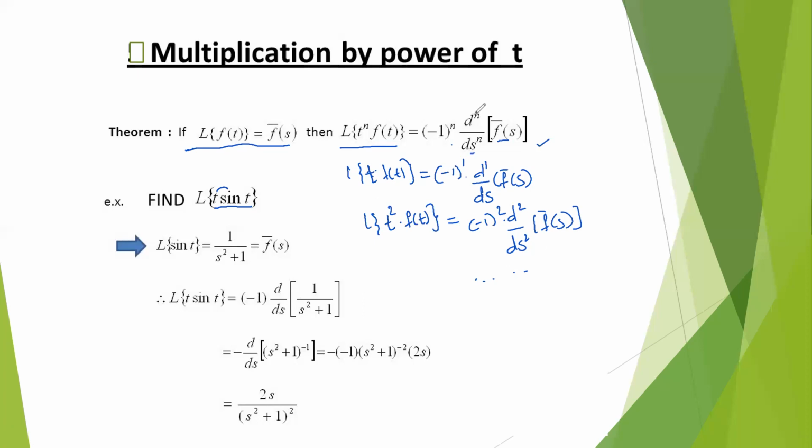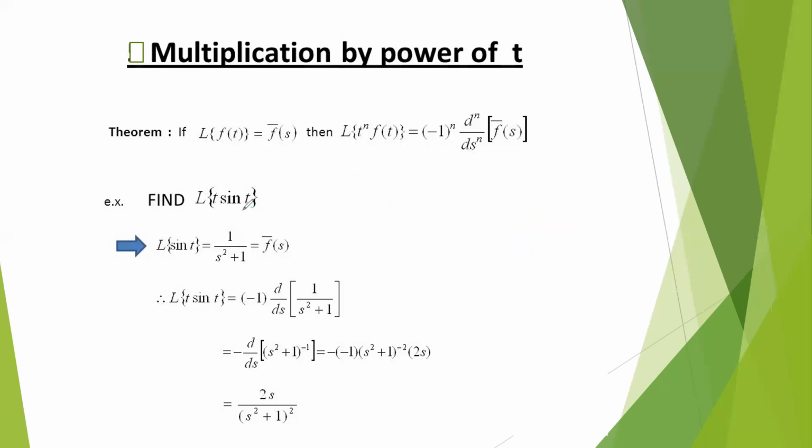So in our example, t is there, which means we need to differentiate f bar of s only once. So what is this f bar of s? To find f bar of s, we want f of t, because Laplace transformation of f of t is f bar of s. Here f of t is sine t. Laplace transformation of sine t is defined as 1 by s square plus 1, and this is named as f bar of s. So we have f bar of s with us right now.